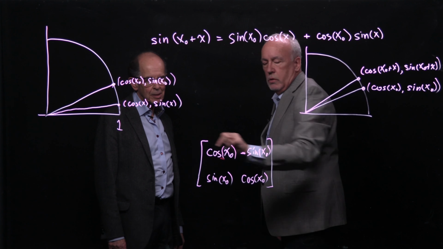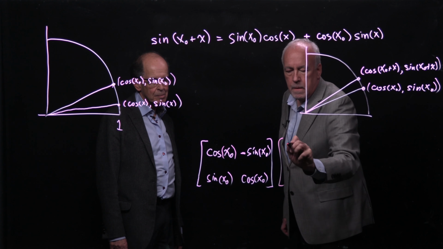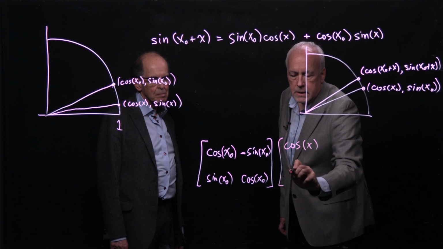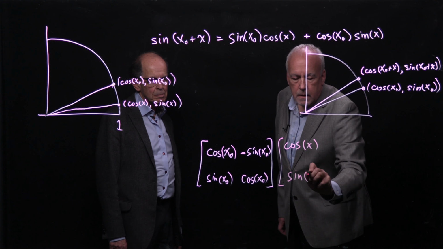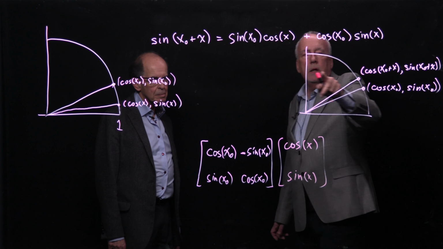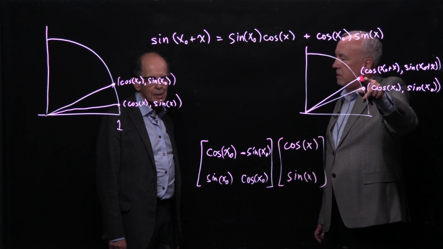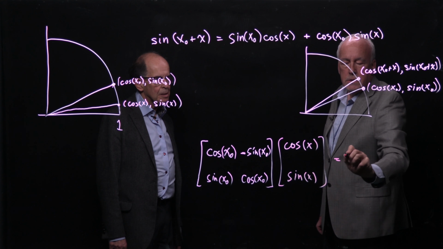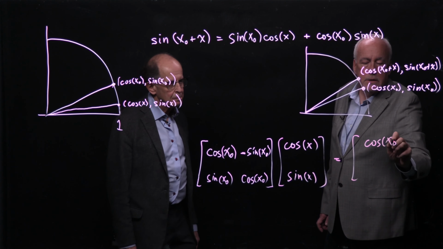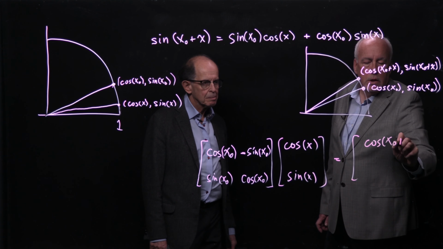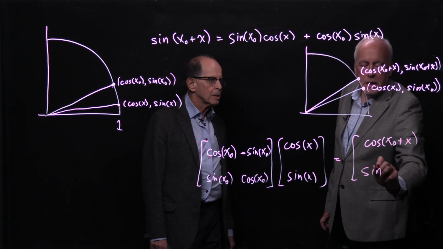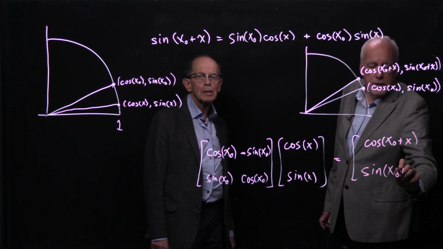This is the point that we're rotating: cos x, sine x. And the result, this is the thing that we rotated. It rotates to here. So that equals cos of x0 plus x, and the y component, sine of x0 plus x.